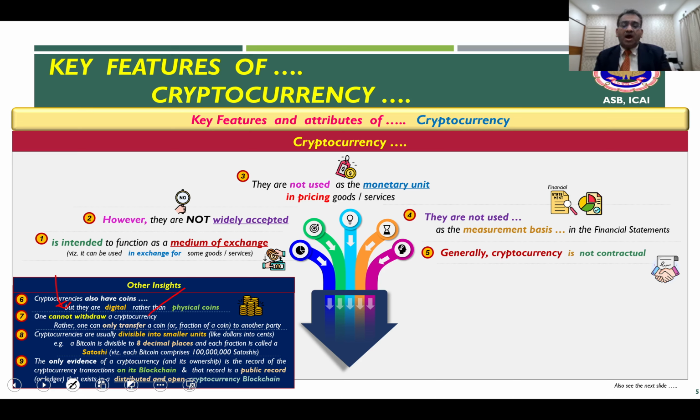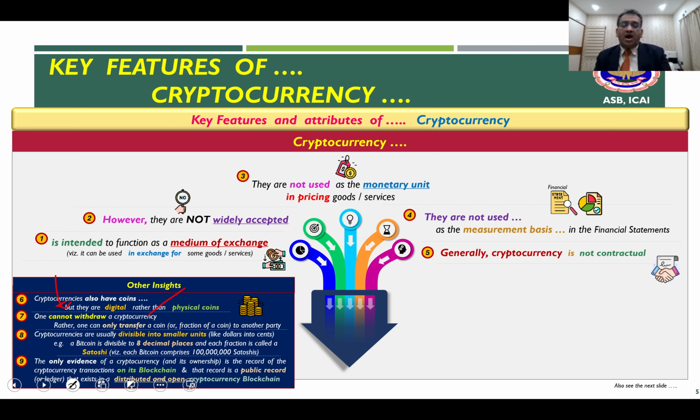Likewise, cryptocurrencies are usually divisible into smaller units. For example, rupee can be divided into paise, dollar can be divided into cents. Likewise, cryptocurrencies are also divisible into smaller units. For example, Bitcoin is divisible up to 8 decimal places, and each fraction is called a Satoshi. So this is the way you need to look at it: Bitcoin is denominated and divisible up to 8 decimals.